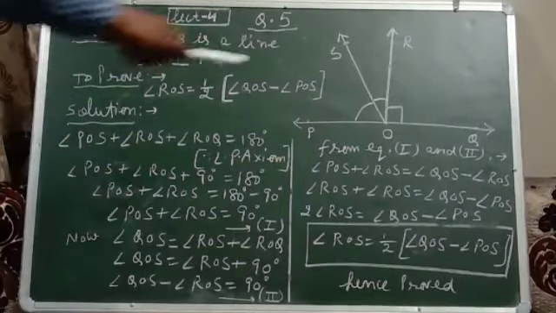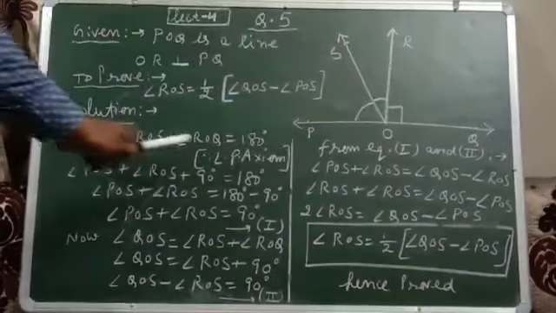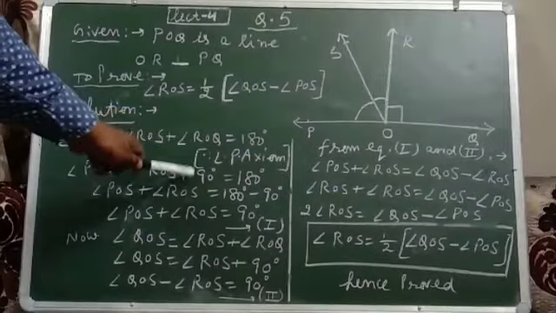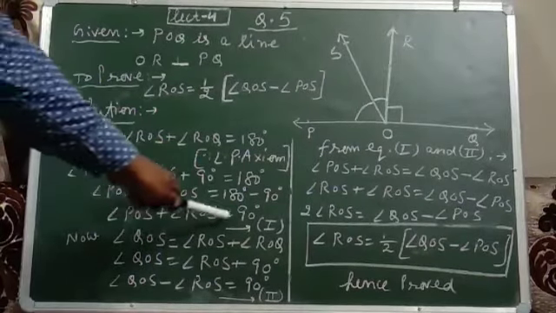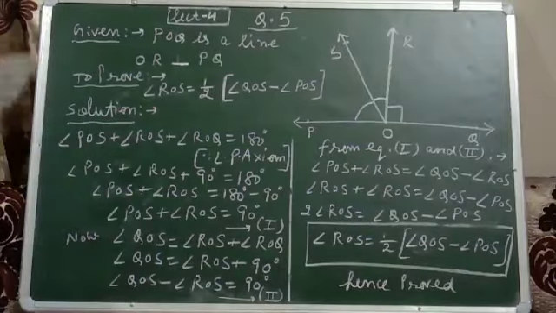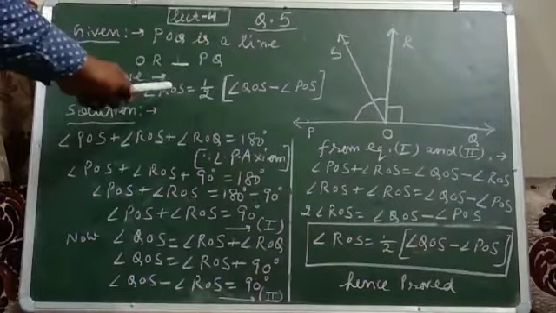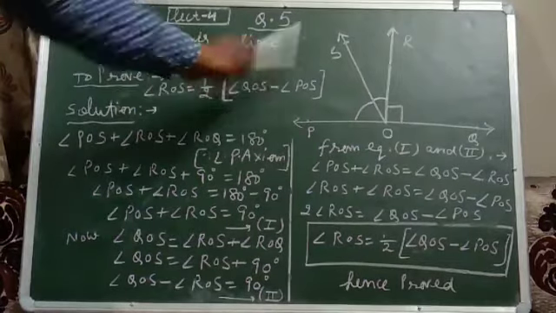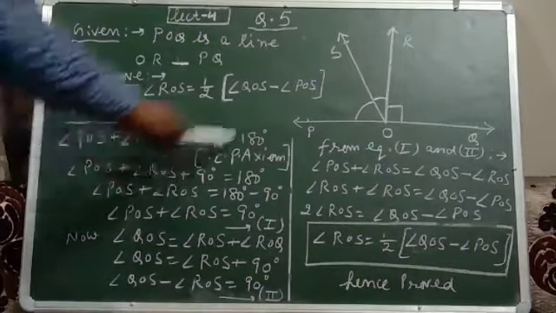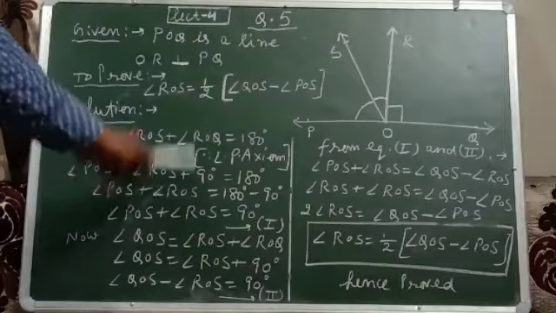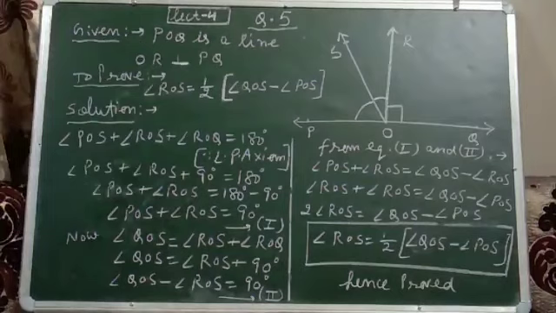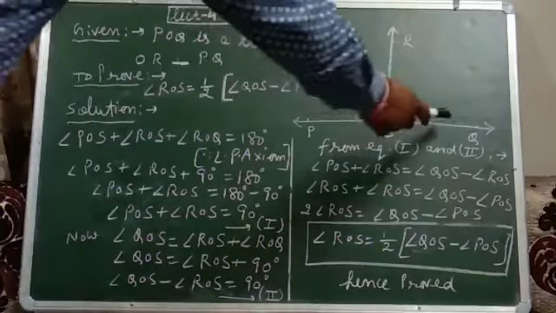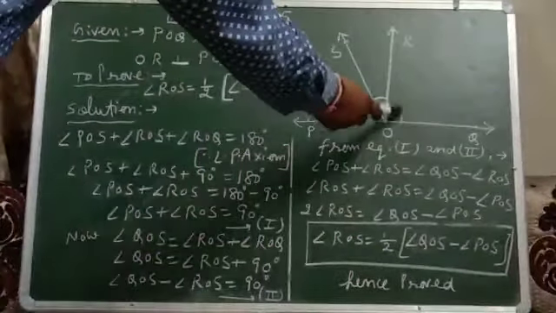Again we see the sum of these three angles equals 180, by the linear pair axiom. This angle is 90. On this side it will become minus. Then angle POS plus ROS equals 90. Let this be equation number first. Now if we see here, we have three angles: ROS, QOS, POS. POS is this angle, ROS is this angle, but we don't have QOS. So let us check this QOS from the figure. So QOS, this angle is QOS.